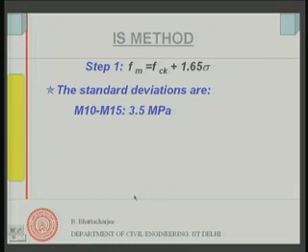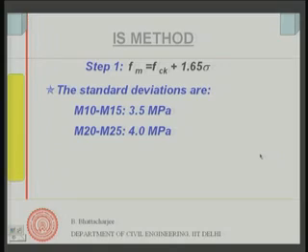Now, the standard deviation must be determined at site, but when you have nothing available, you are starting for the first time, you do not know the degree of quality control, because we said yesterday that standard deviation is a function of degree of quality control you have. If you have better degree of quality control, standard deviation will be less, but if you have poorer degree of quality control, standard deviation will be higher.